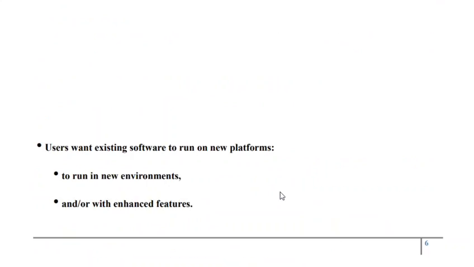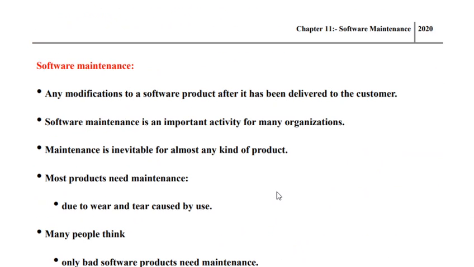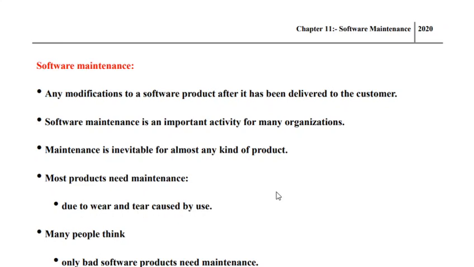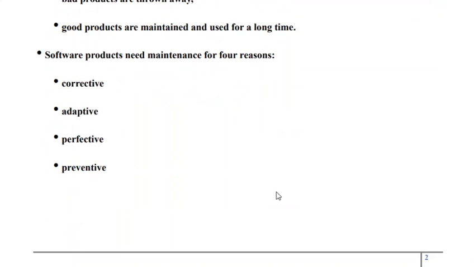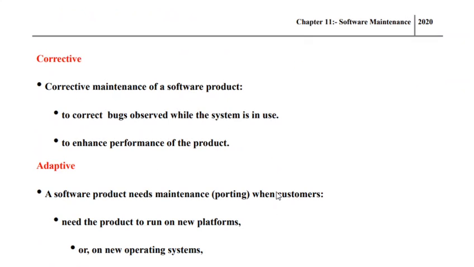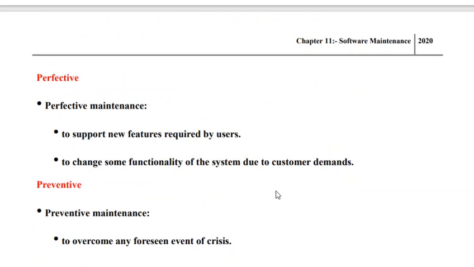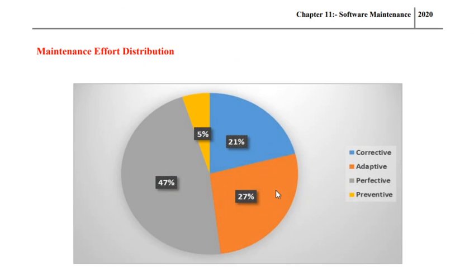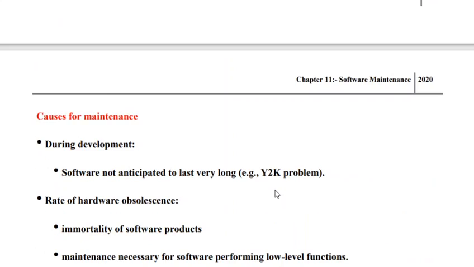So in today's class, we have learned what software maintenance is, why we need maintenance, and the different reasons why we need maintenance. We have learned about each of the types of maintenance: corrective, adaptive, perfective, and preventive maintenance. Then we have learned about the distribution of the maintenance effort among the different types of maintenance, and identified some of the notable causes for maintenance.